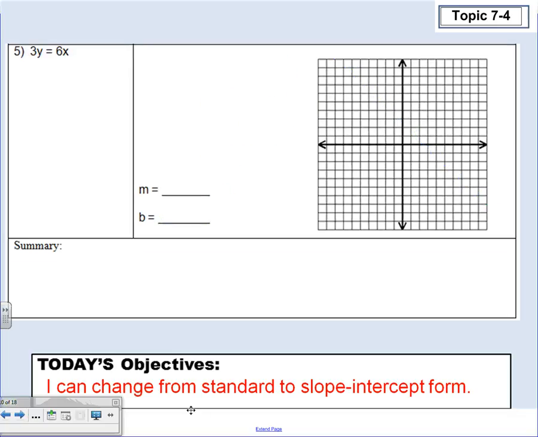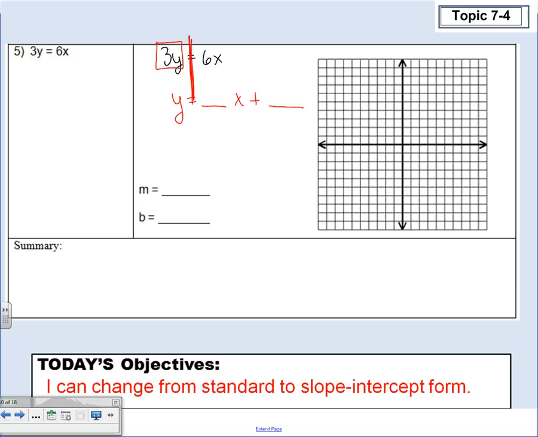Our last problem, start off with your original 3y equals 6x. Draw a line, box your y with its number. We're going to put our y equals blank x plus blank.